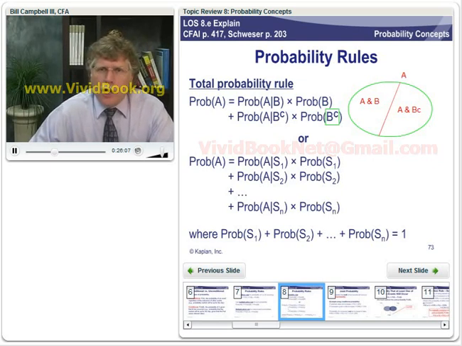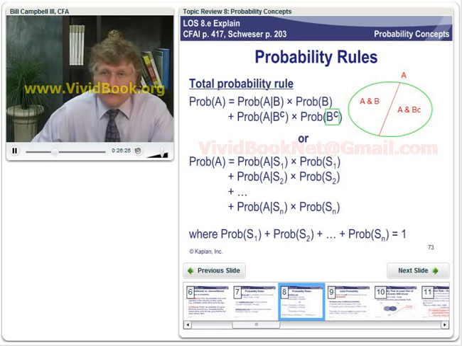So we can chop event A up into two pieces. A occurs and so does B, or A occurs but B does not. And therefore the probability of getting A, the size of that whole oval, is the size of the piece that has B in it plus the size of the piece that doesn't have B in it. Okay?